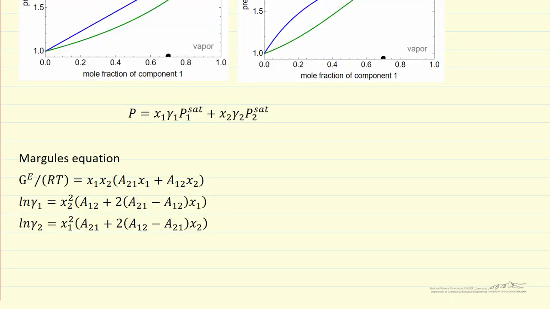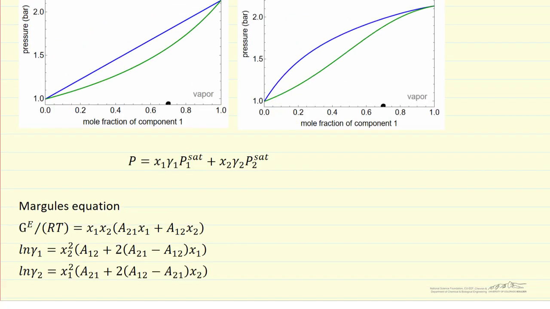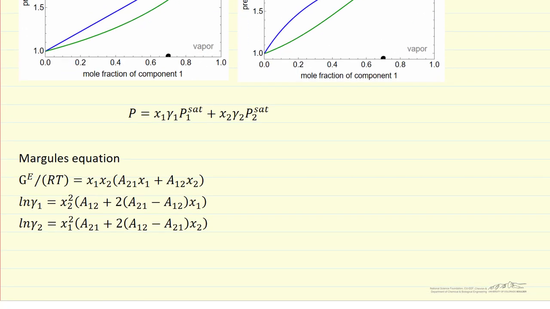The curves I'm going to show you are generated using the Margules equation, which relates the excess Gibbs free energy, gas constant, and absolute temperature to the mole fractions, and then two constants, A21 and A12, that are a function of how non-ideal the solution is. If these constants are positive, then we get the type of curve that we were just looking at right here. And we get the activity coefficients once we know the constants from these two equations.